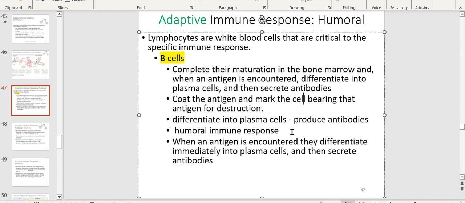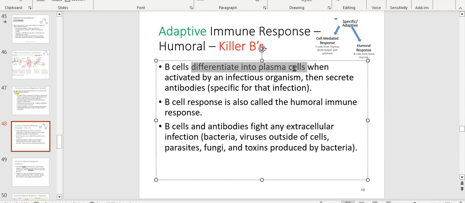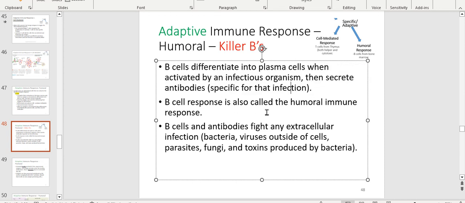This is where we get into the humoral immune response. When an antigen is encountered, B cells differentiate immediately into plasma cells, and then they'll secrete these antibodies. B cells differentiate into plasma cells when activated by an infectious organism, and then they secrete antibodies specific for that infection only. The B cell response is also called the humoral immune response.